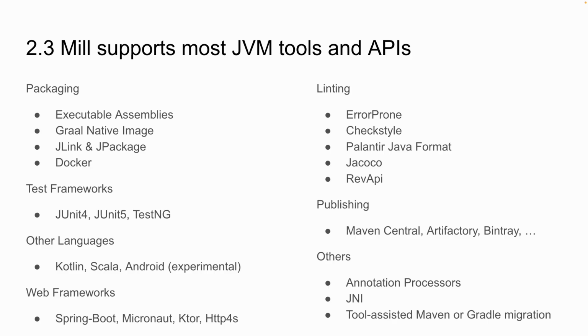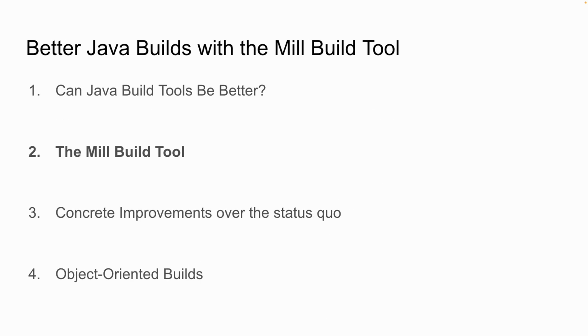People often ask, what does Mill support? And the answer is it supports most of the open source frameworks and tools. Not all of them, but most of them. Things like JUnit, Kotlin, Micronaut, Maven Central Publishing, Sonatype Central, or OSSRH, annotation processors like Lombok. It won't support the internal stuff you have. So if you have internal plugins or internal customization to Maven or Gradle, Mill won't know about those. But at least all the open source stuff is there, and you can customize it yourself quite easily, which you'll see later.